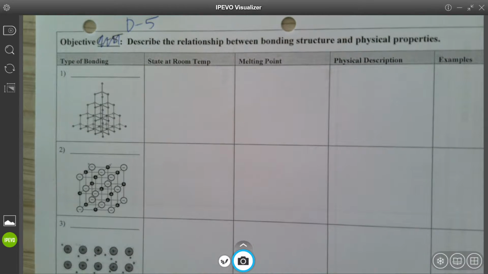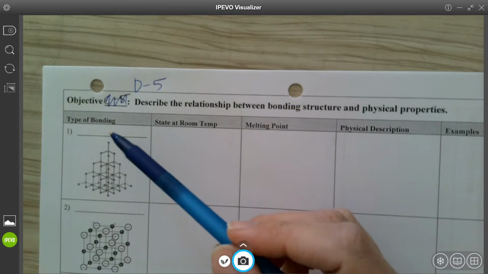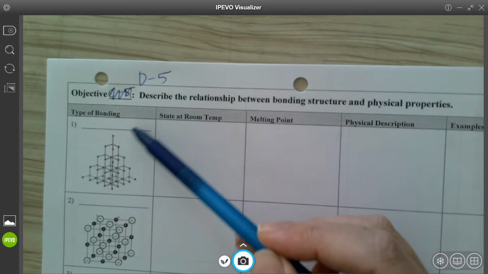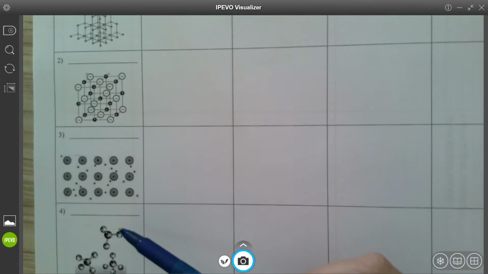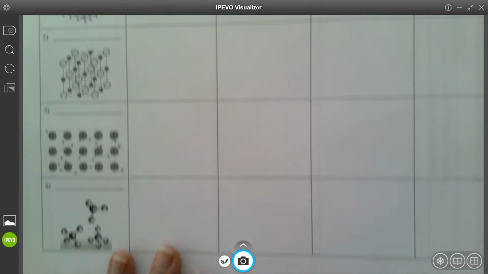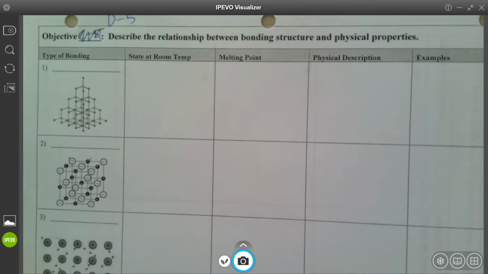All right, so based on what we talked about in D4, I think D4 will help with this a lot. Figure out which of these is ionic, which one is network covalent, which one's molecular covalent, and which one is metallic. So we drew some pictures that look a little different in D4, but I think that'll help you figure out which is which.